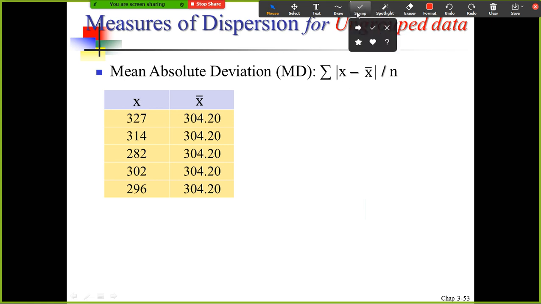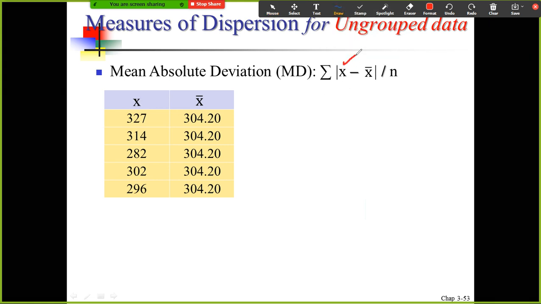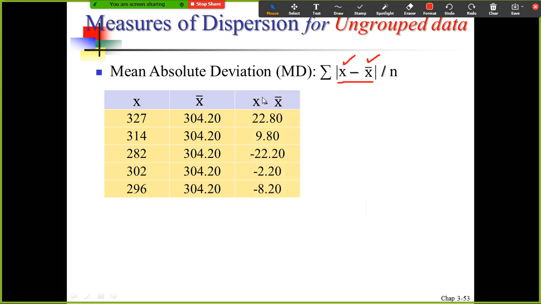Based on the formula, first we have x. We have x now, and we have x bar now. What we need to do next? We need to find the deviation. We define deviation by taking x minus x bar. In this case, you can see some results have a positive sign, some results have a negative sign. We don't want to see positive or negative signs. That's why we put the absolute value here.